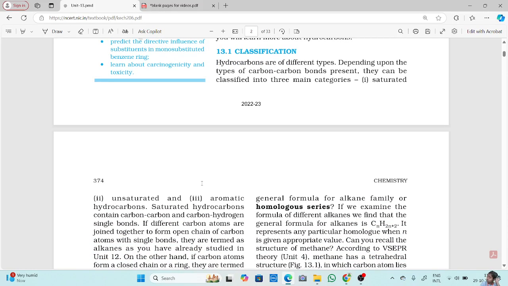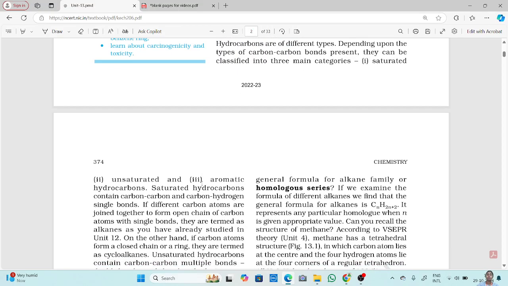Now, classification. Hydrocarbons are of different types. You can classify them into different types depending upon the type of carbon-carbon bond present. They can be classified into three main categories. They are classified on the basis of the carbon-carbon bonds present. Now the first one is saturated.